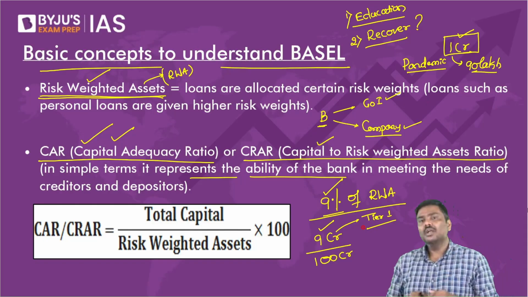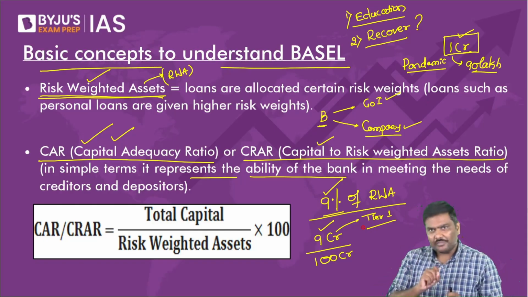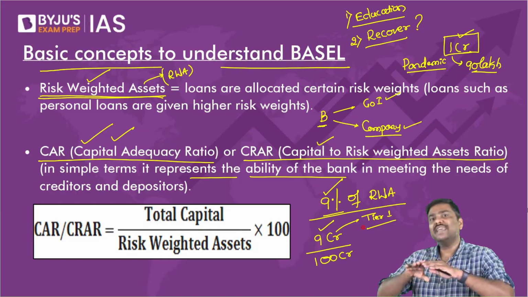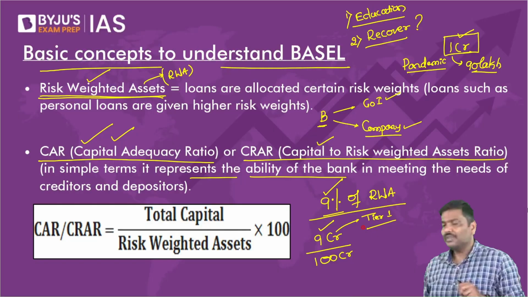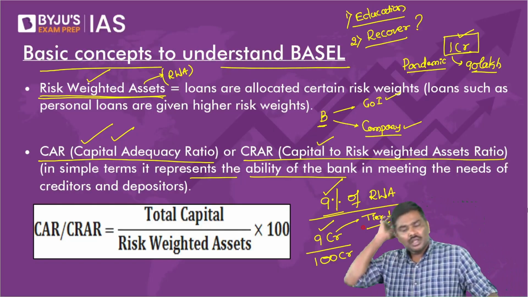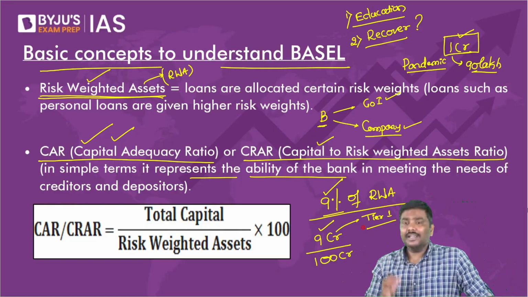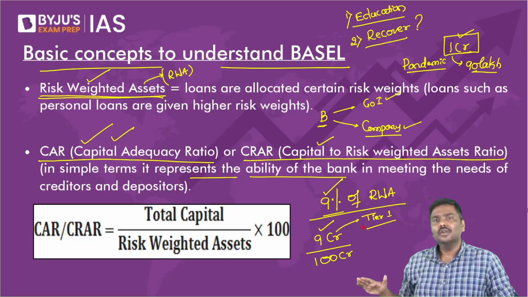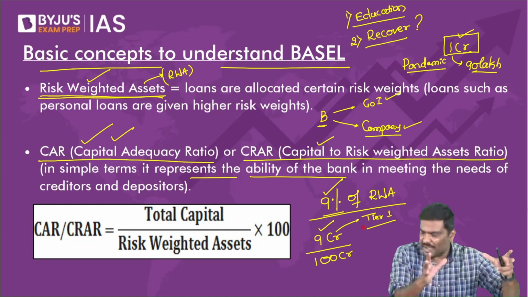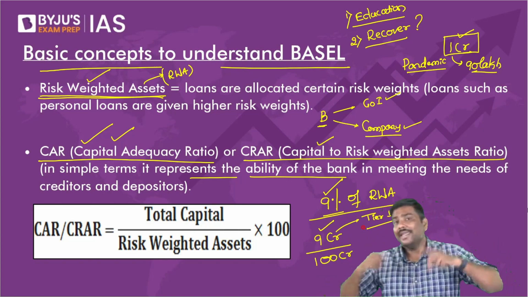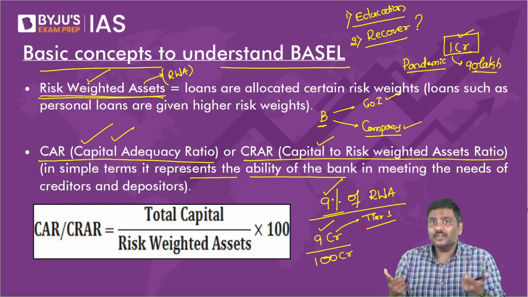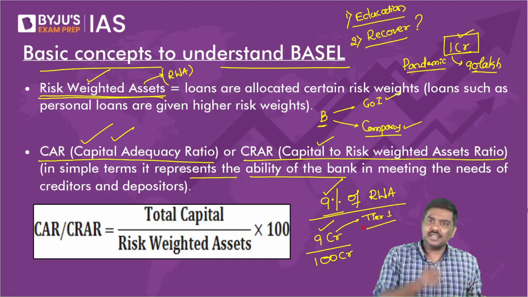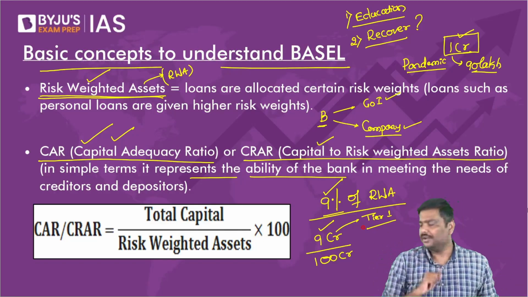Point number 2. Tell me, how many of you are under the impression that this capital adequacy ratio should be the same for all the banks in India? Does it make sense to you? Should the capital adequacy ratio be the same for all the banks in India? Don't you think from one class of bank to another, it should be different? It should be different. For example, for scheduled commercial banks, RBI says capital adequacy ratio is 9%.